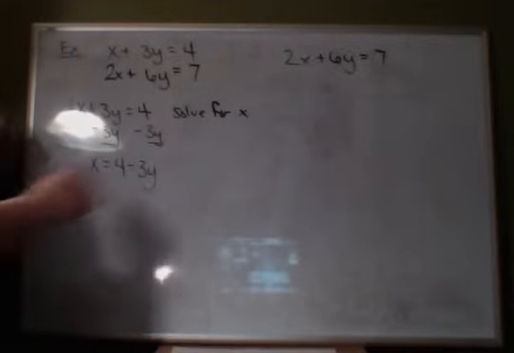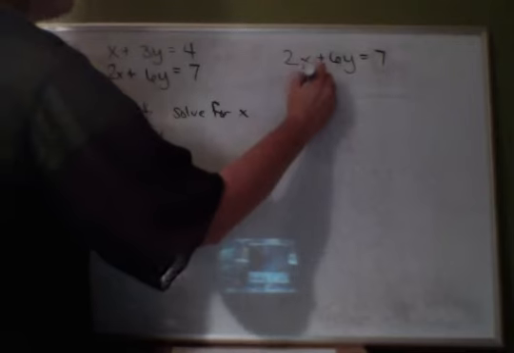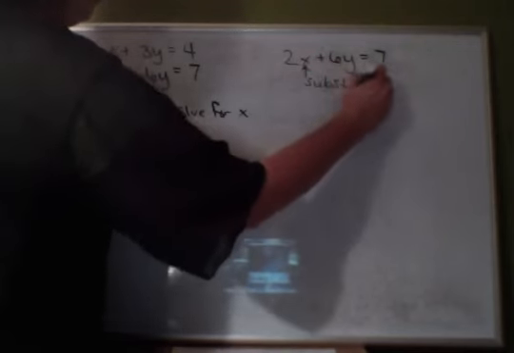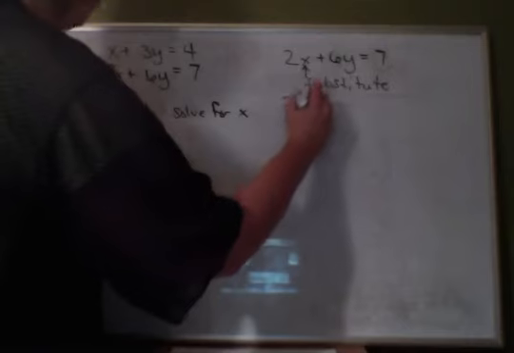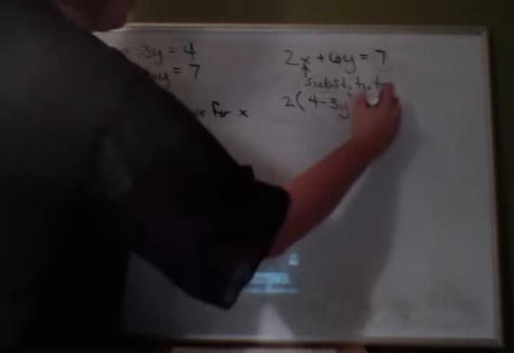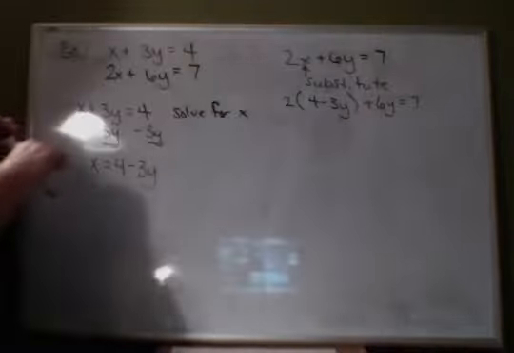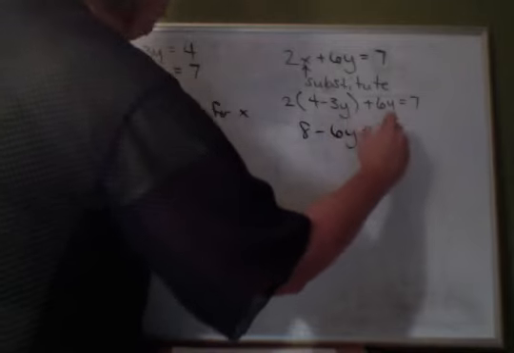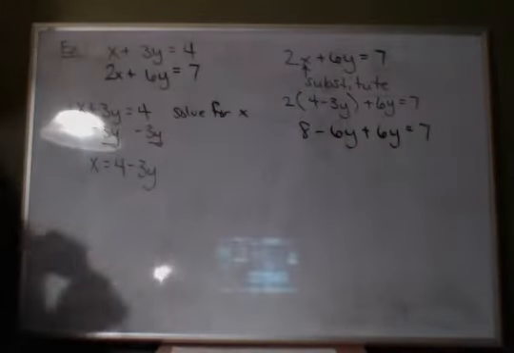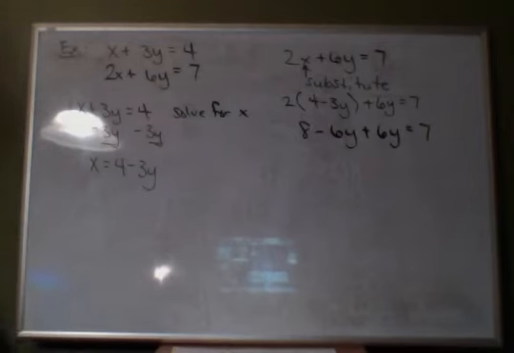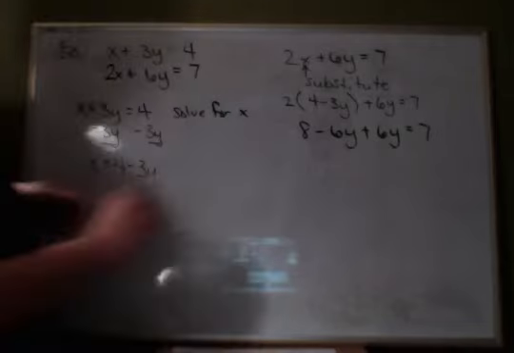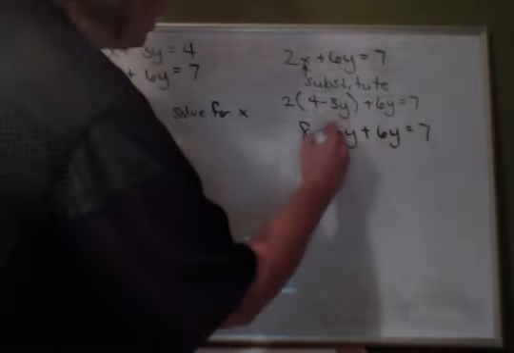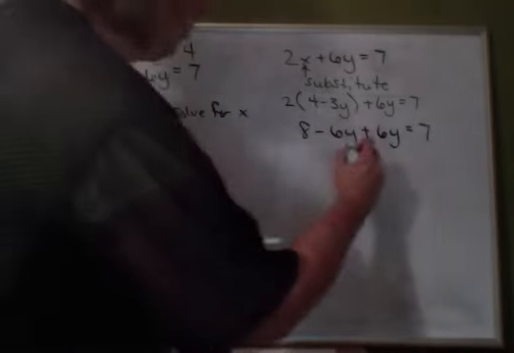And the place where I have an x, I'm going to now substitute. So I'm going to have 2 times (4 minus 3y) plus 6y equals 7. Or we end up with 8 minus 6y plus 6y equals 7. And hopefully you can see something now that is going to be interesting. And that is, when we combine these like terms here, negative 6y plus 6y is 0. And I end up with 8 equals 7.